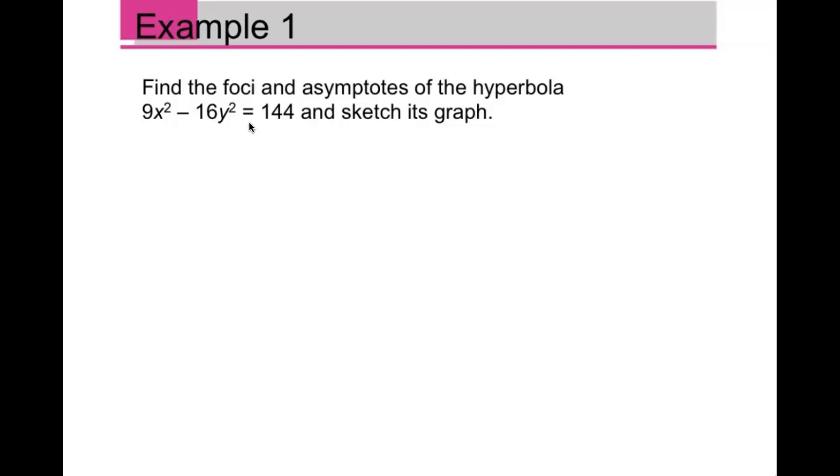All right, find the foci and asymptotes of the hyperbola 9x squared minus 16y squared equals 144 and sketch its graph. All right, so they already gave this to us in a kind of a tidy package. We don't have too much work to do to get it into a standard form. All we're going to have to do is divide out the 144.